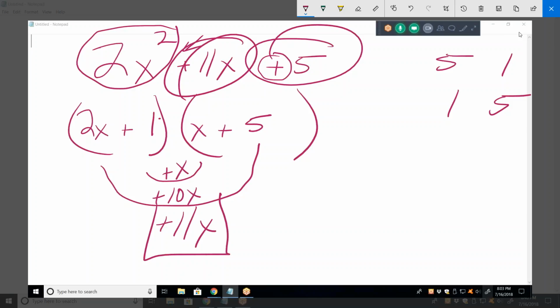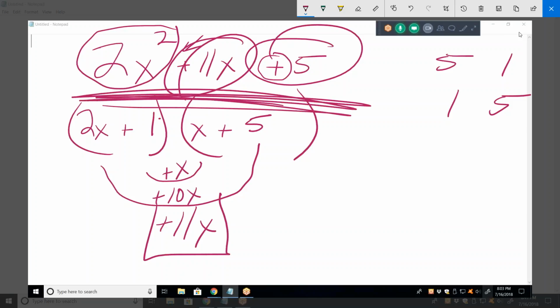So, step 1 is the same, step 2 is the same. Step 3 is slightly different. Step 3 is trial and error. You're not going to have to do a whole lot of these kind, but you will have to do some.